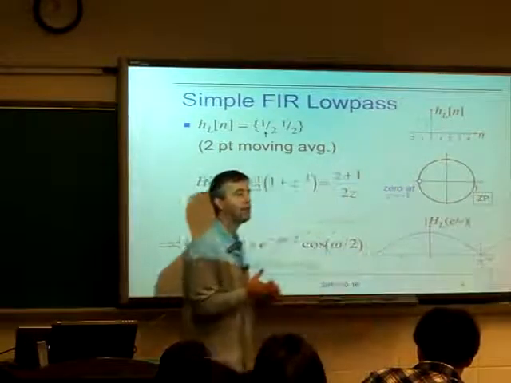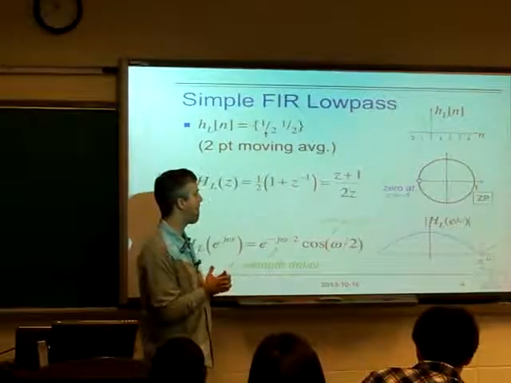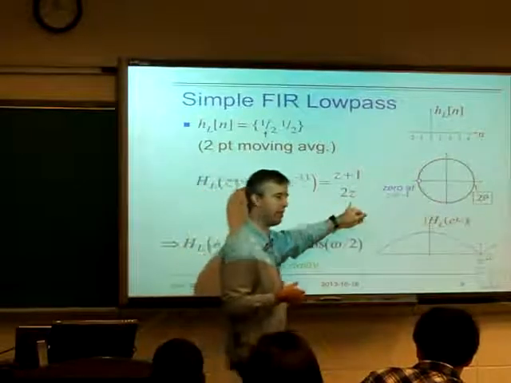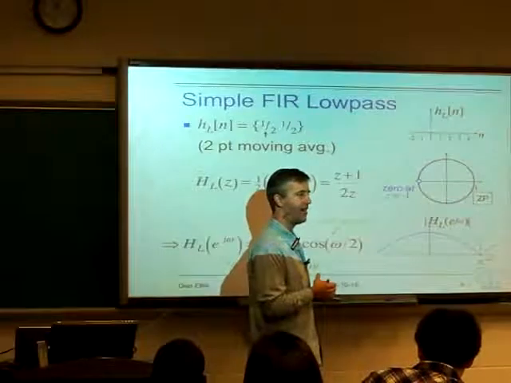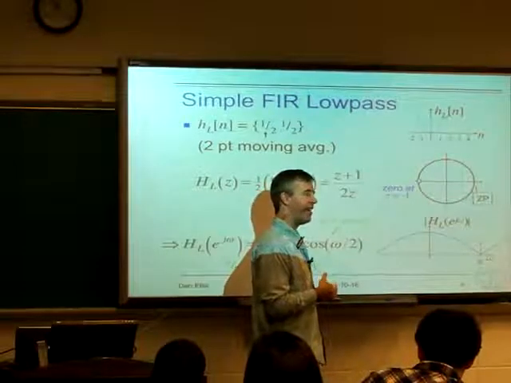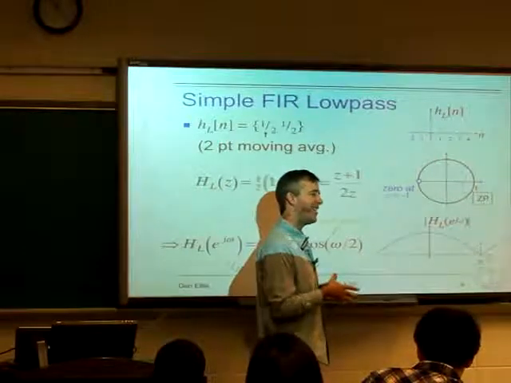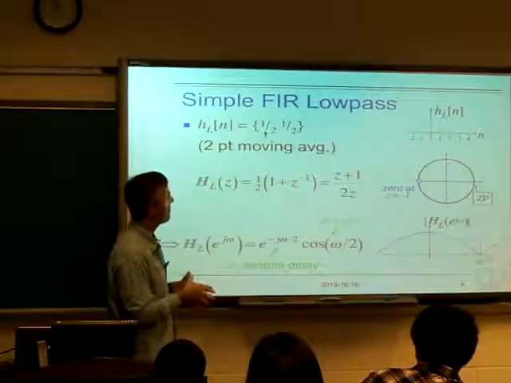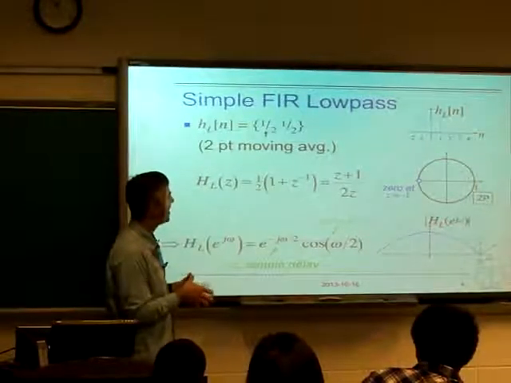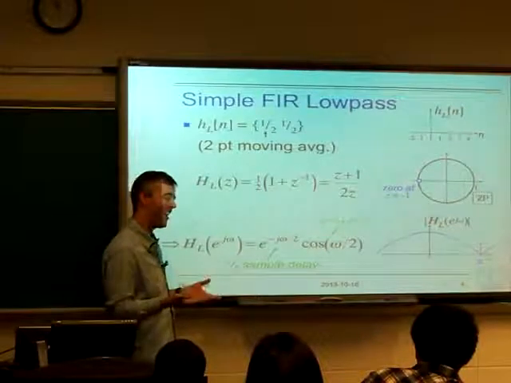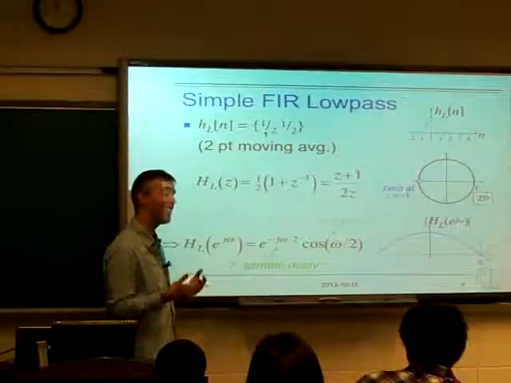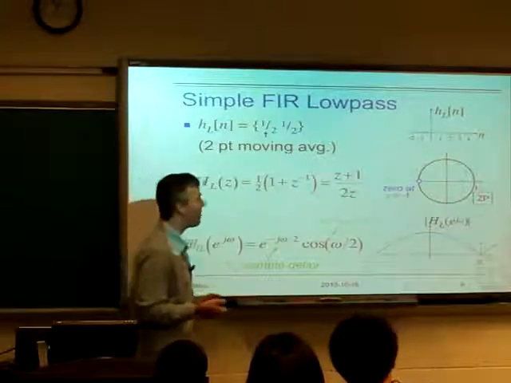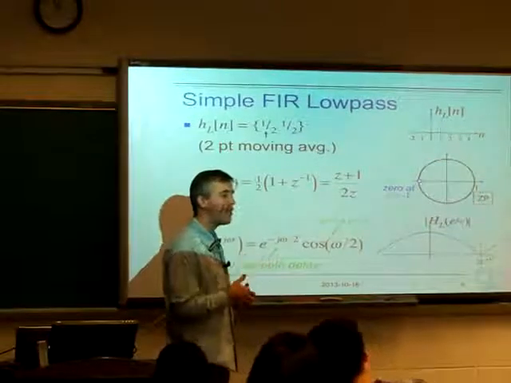Yeah? Looking at that transfer function, the z plus 1 over 2z, doesn't that have a pole? Yes, it has a pole at z equals 0. Right. Finite impulse responses don't have poles except at z equals 0 and possibly z equal infinity. Yeah, I mean, you're absolutely right.